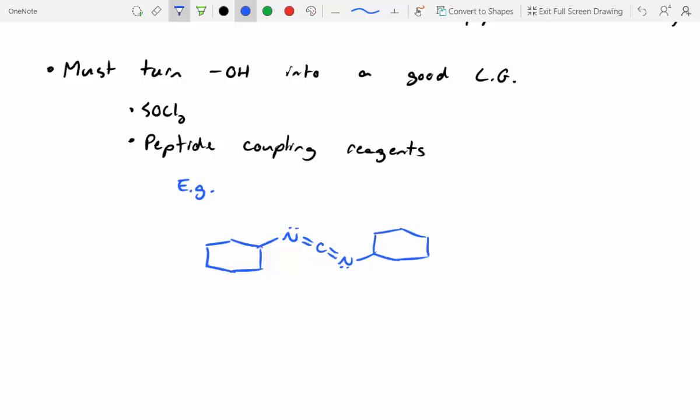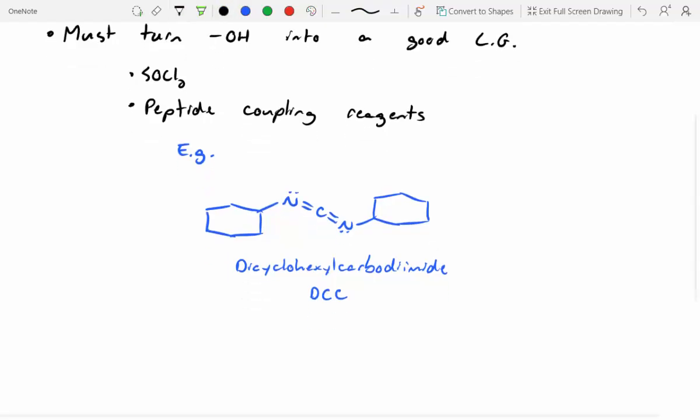This is called dicyclohexyl carbodiimide. It's a mouthful, so most people just call this DCC. And it's commonly used for making new peptide bonds. There's a lot of carbodiimides that are used for this. This is just one classic example. Let's take a look at the mechanism for how this helps facilitate formation of a new peptide bond.